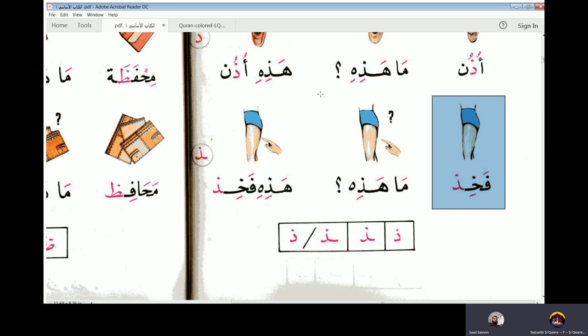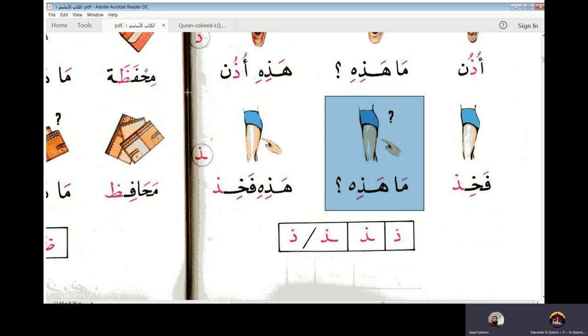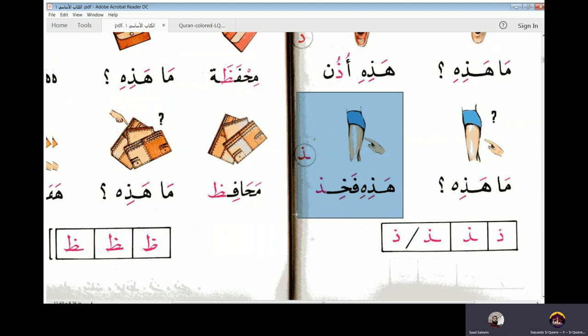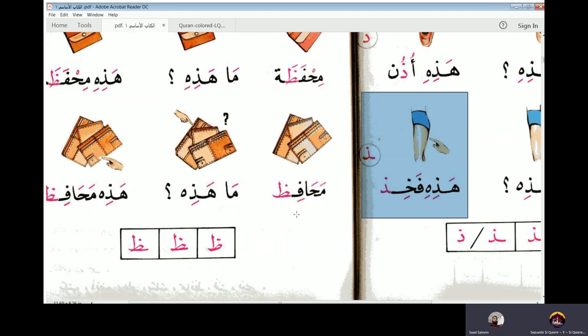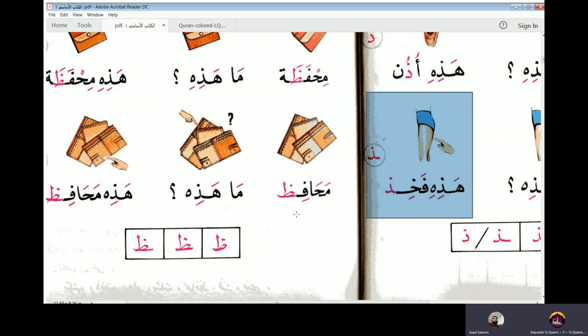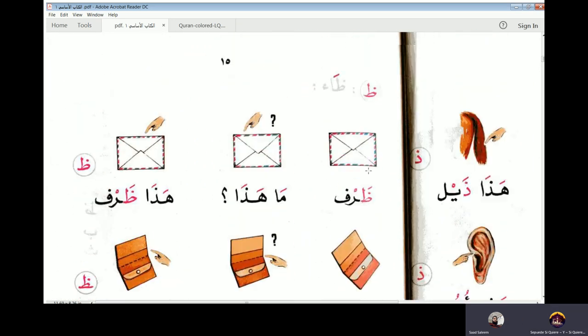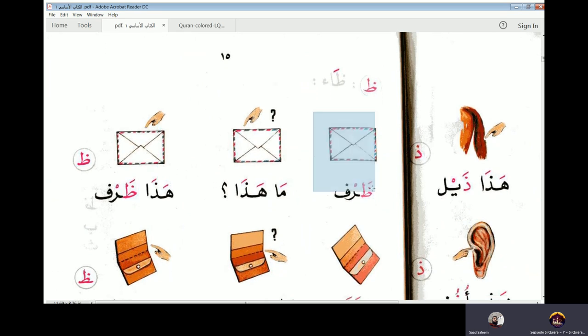Fakhidhun. A what, leg? Thigh muscle. A thigh, okay. Ma hadha, what is this? No. Ma hadhihi, because we have two. Ma hadhihi, what are these? Hadhihi fakhidhun. This is a thigh, one thigh. We are talking about one thigh at the moment. Okay, this is a thigh, but because we have two, then. And how do you say plural thighs?